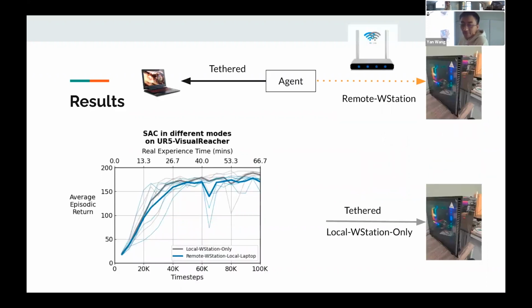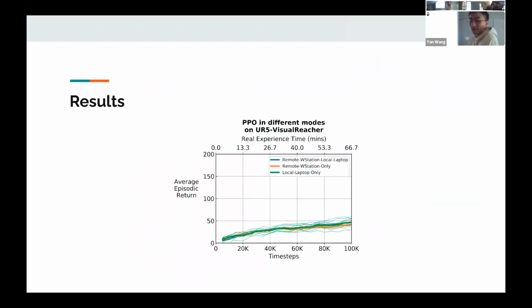Okay, so let's compare the performance of the remote-local mode to the best performance obtained by the local-only stack run on a powerful workstation. The best performance is shown as the gray curve here. As you can see, the remote-local mode almost fully recovered the performance loss. The result confirms our hypothesis that carefully chosen distributions of computations would substantially compensate for performance loss, especially for resource-demanding learning systems. However, the remote-local mode only benefits computationally intensive algorithms like SAC.